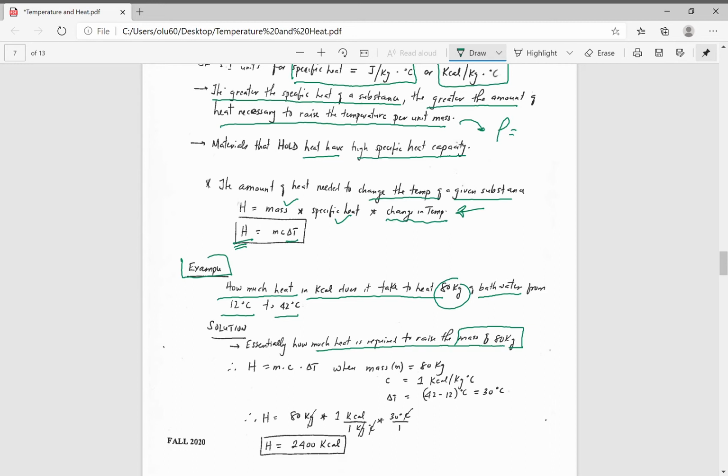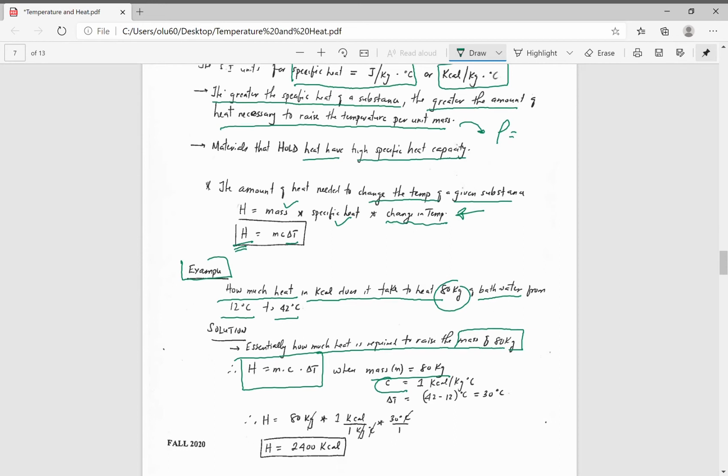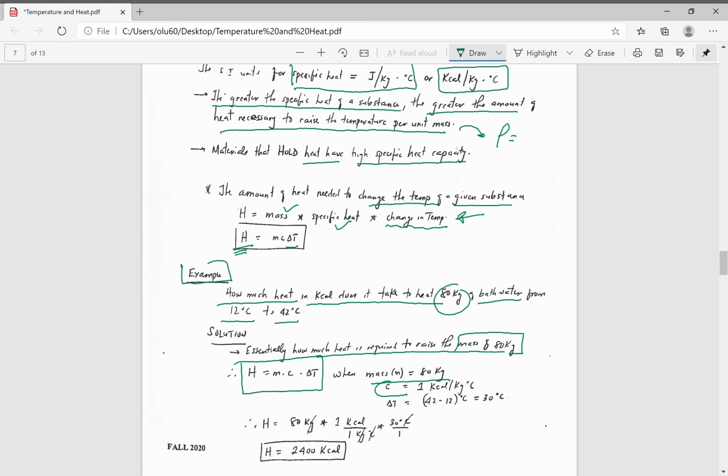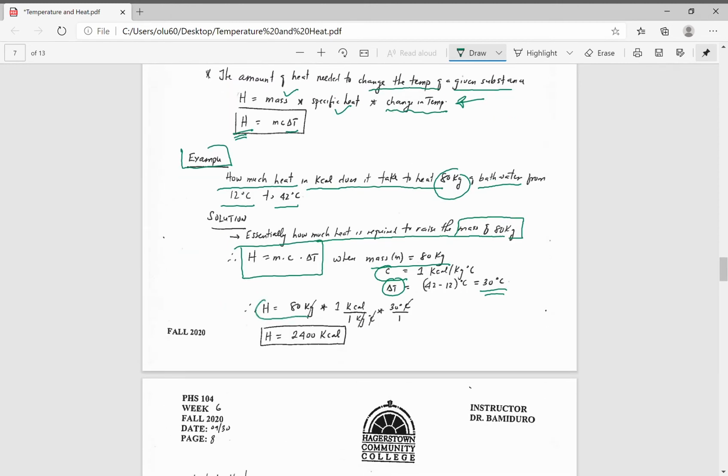Because that heat needed to raise the temperature of 80 kilograms is going to cost you and I money. Our equation would be m c ΔT, where the mass is 80 kilograms, our c, the specific heat capacity, is 1 kilocalorie per kilogram per degree Celsius, and our ΔT, the difference in temperature, will be 30 degrees Celsius. We can multiply all this together and we are going to get 2,400 kilocalories.